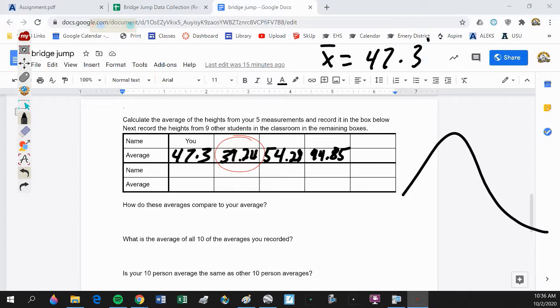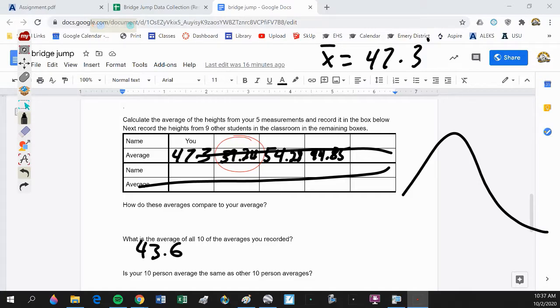Okay. So now, can I take the average of the averages? Are we allowed to average averages? Yes, as long as every person had the same number of measurements. If I had 8 measurements and you had 5 and we averaged them, it's not going to work because you would need a weighted average. So I'm going to take the average of all 10 of those, and let's say that my average comes out to be 43.6.